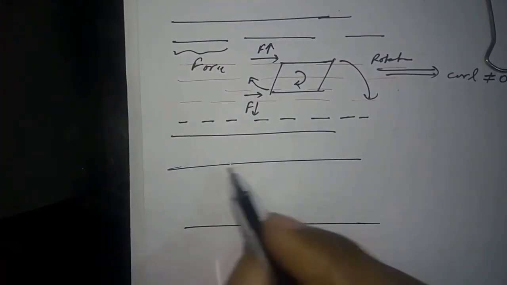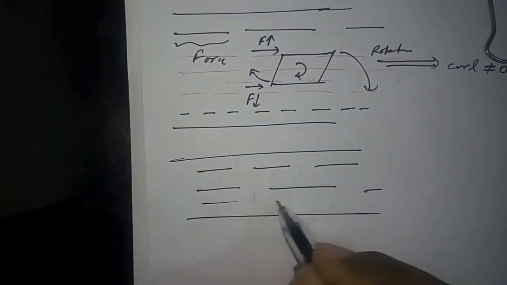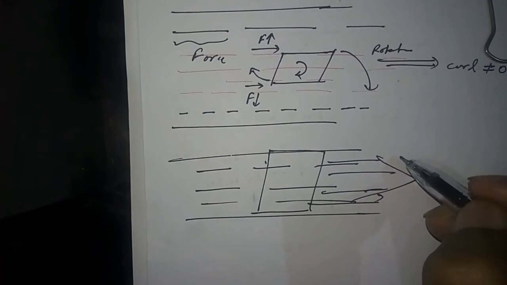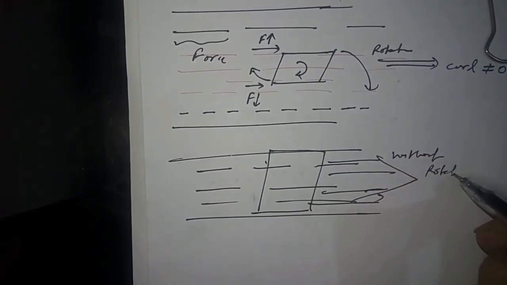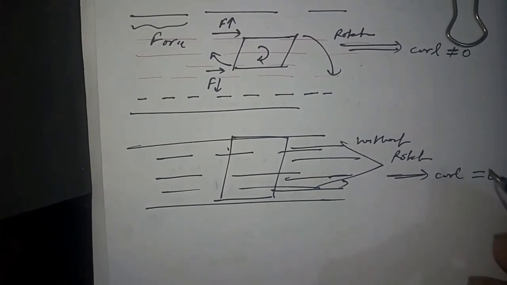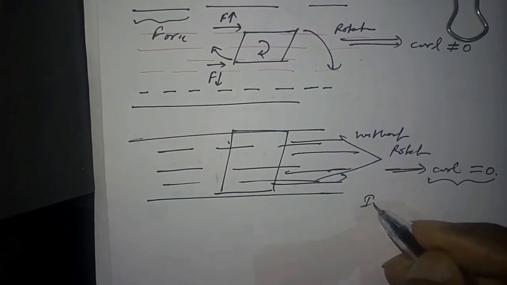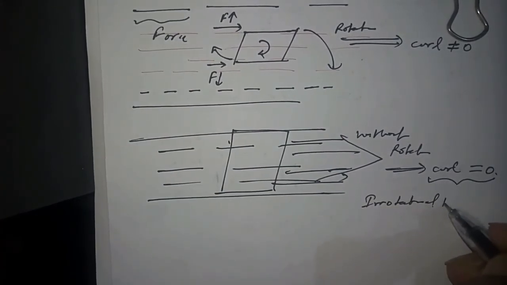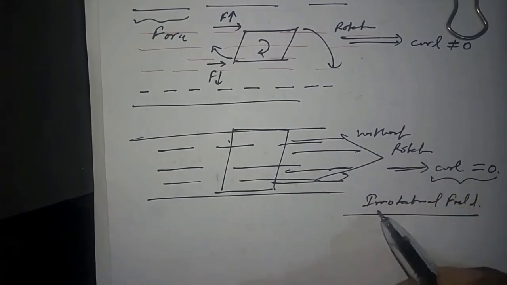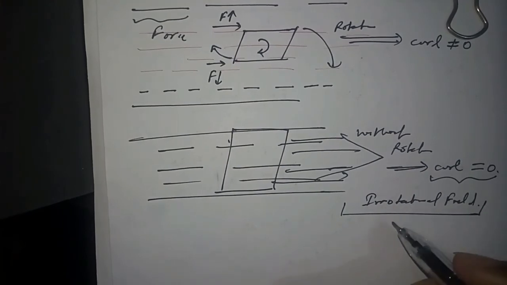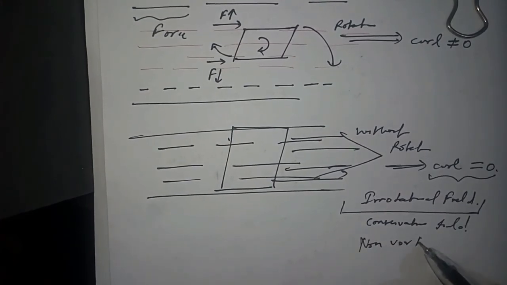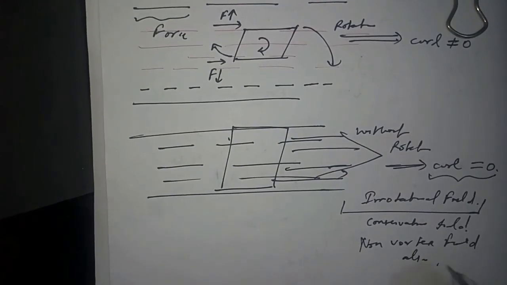Let's say we have a flow with the same force, a constant flow. Then we take a surface like this, and if it is moving constantly without rotation, then curl is equal to zero. This case is also known as an irrotational field. So any field which has no rotation, or curl equal to zero, that field is called an irrotational field. That is also called a conservative field and a non-vortex field also.